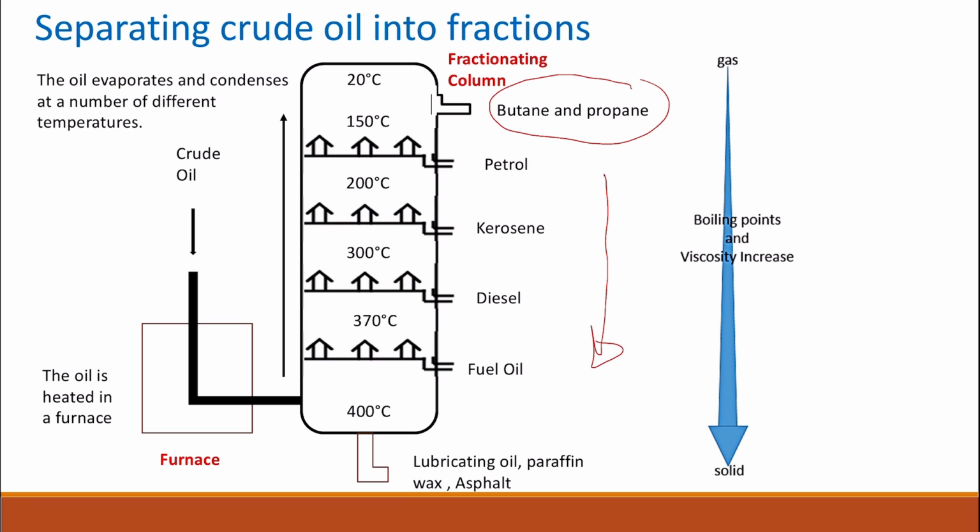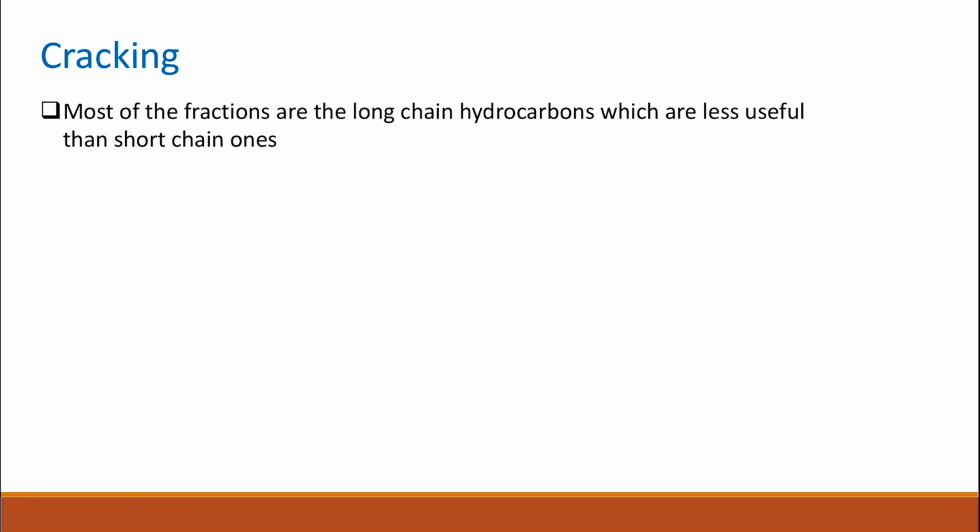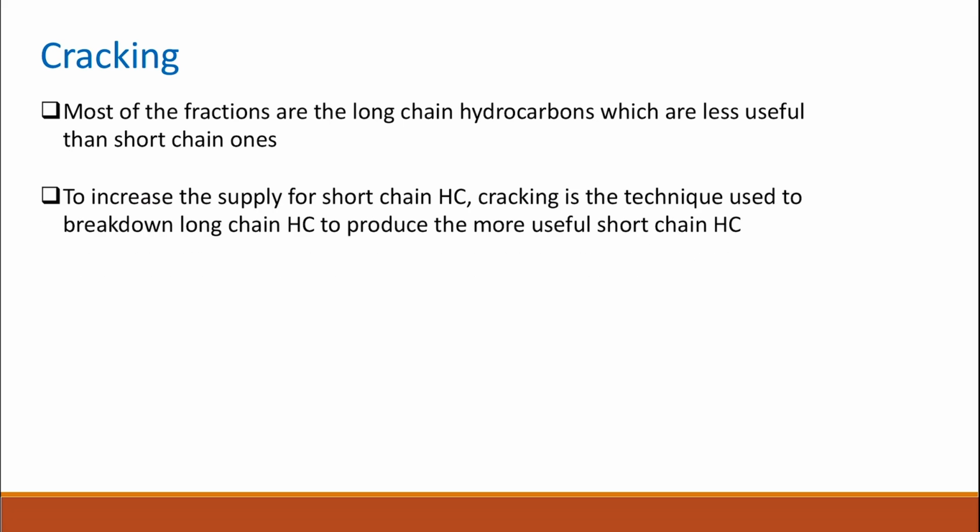However, most of the fractions that are separated are actually the long chain hydrocarbons, which are less useful than the shorter chain ones, because the shorter chain ones are the ones that are used as fuel and so on. We need to increase the productivity of the shorter chain ones. To do this, we use a process called cracking, whereby the longer chain hydrocarbons are broken down to give shorter chain, more useful hydrocarbons.